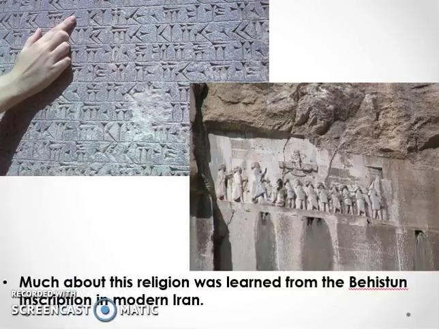A lot of what was learned about this religion was learned through an inscription that was discovered in modern Iran. So this is how we learn so much information from history, is being able to read, to decipher the text, to figure out what the symbols all mean, and to see inscriptions like this. So this is why we know so much about Zoroastrianism.